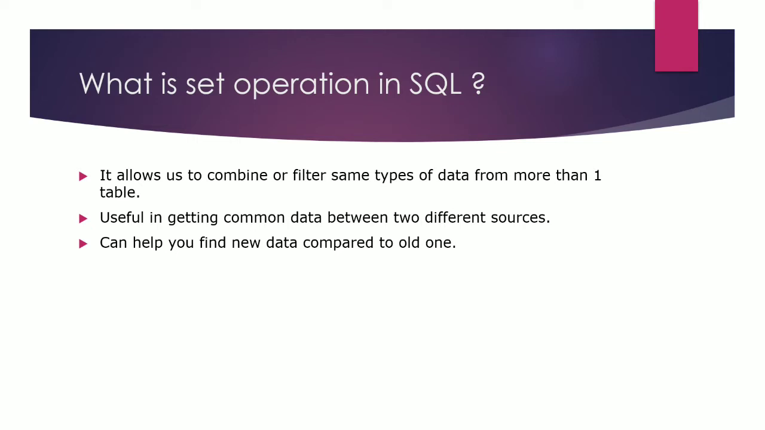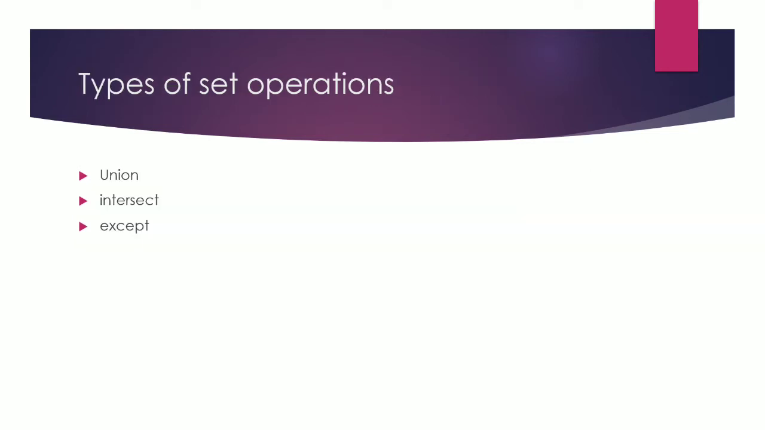As I told, if you want to find out same employee names between two tables, you can go ahead and do that. It can also help you to find new data compared to the old one. Sometimes it may happen that you want to find out product sold information which were there in June but not there in July. So you can do that through set operations. Now, what are the different types of set operations? So you can do union, you can do intersect, and then you can do except.